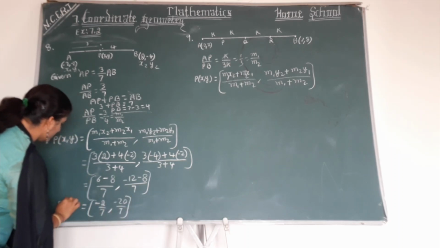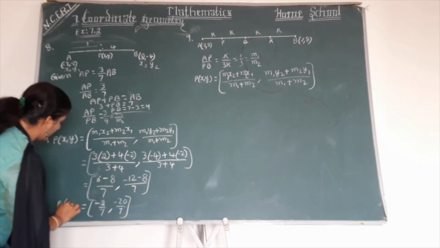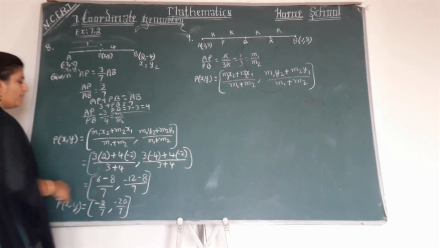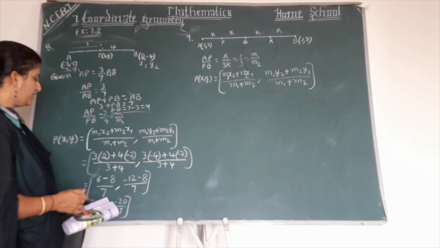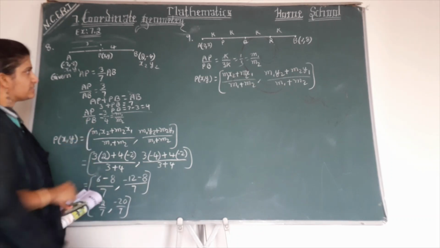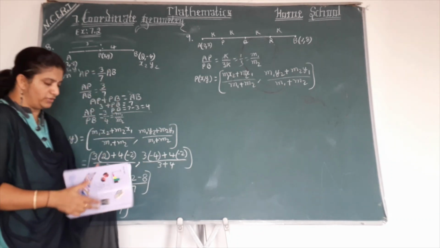Now what we got is the coordinate. What is your P x comma y coordinate here? Minus 2 by 7, comma, minus 20 by 7. Is this clear? Let's move to the ninth problem.